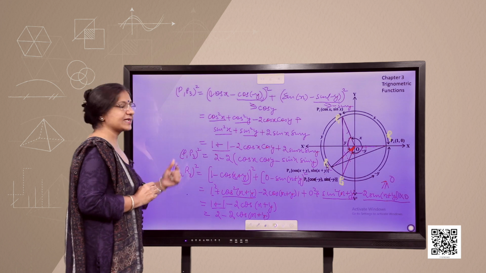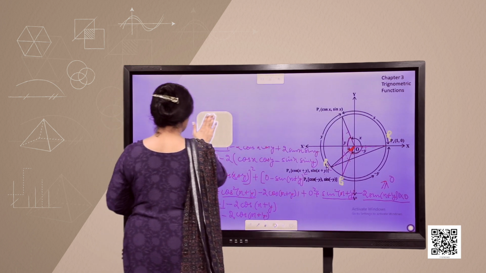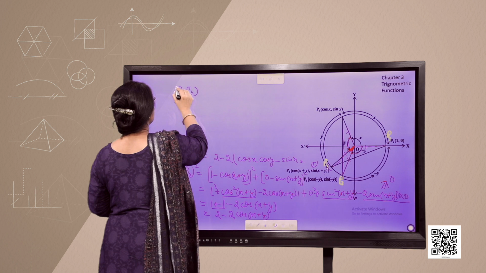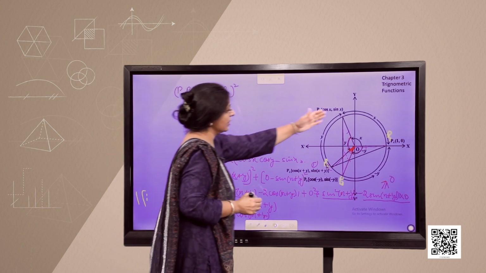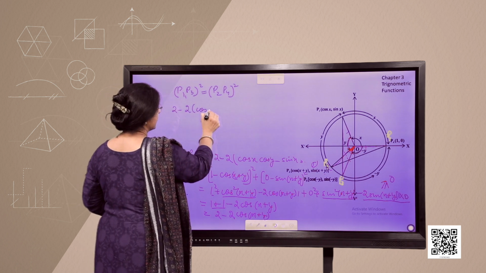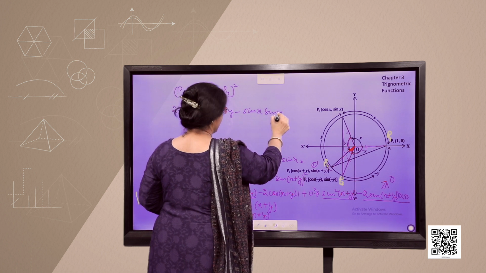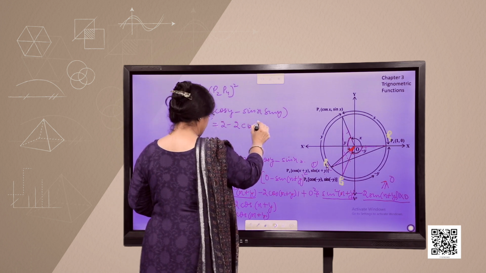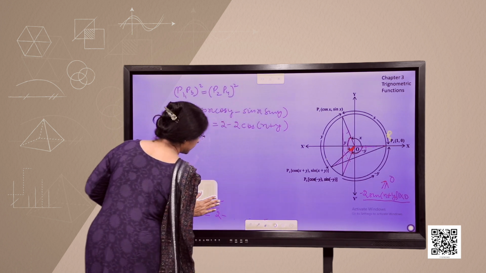Now, comparing these two distances, as we have already told that these two are equal, we will show them like this. P1P3 square is equal to P2P4 square, because when distances are equal, their squares are also equal. So, here 2 minus 2 (cos x cos y minus sin x sin y) equal to 2 minus 2 cos(x+y). Now, let us compare these two distances.